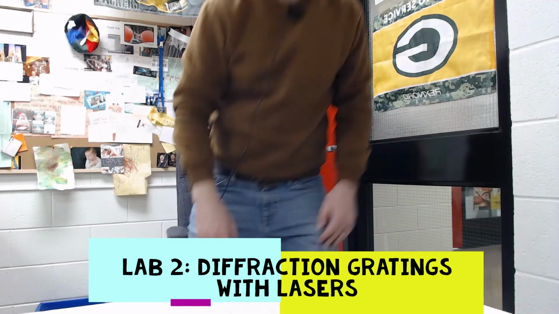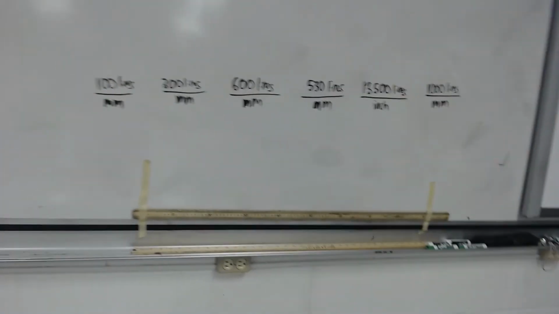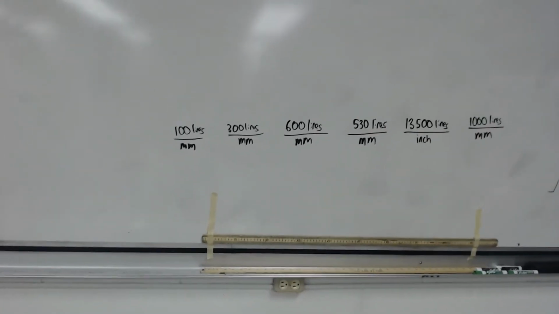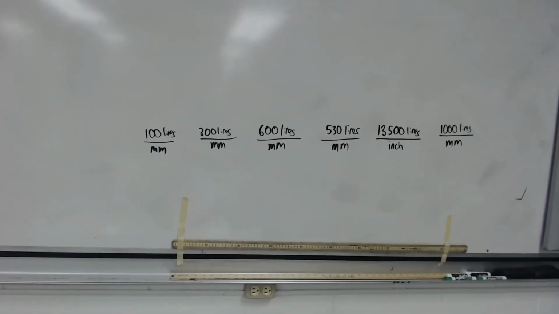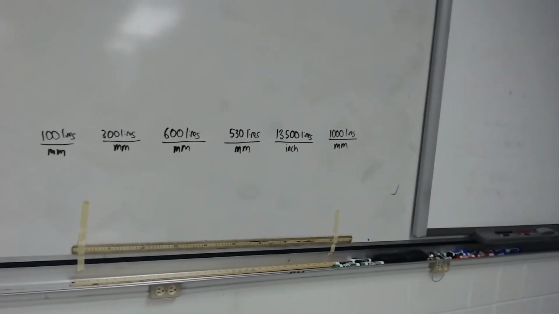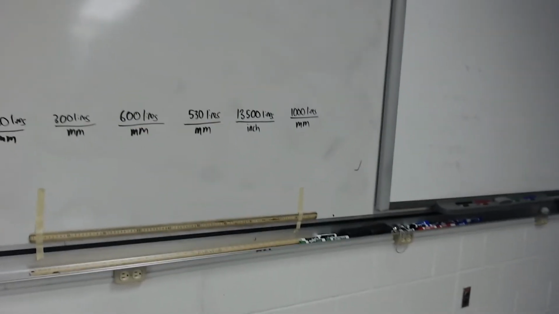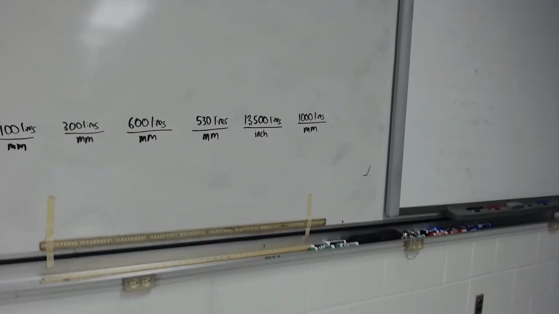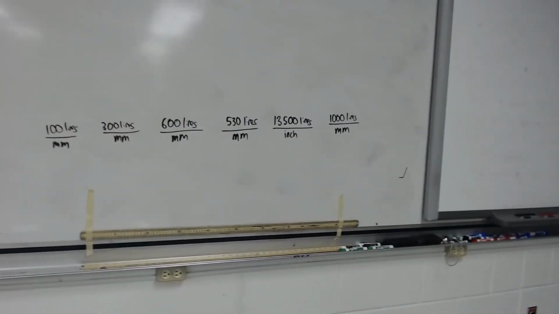Hey guys, let me show you part 2 of this lab with the diffraction grating. So let me show you my lab setup. These are my different diffraction gratings. These are the ones that I'm going to use, and I wrote them up here on the board. I'm always going to do it in this order to make it easier for you. So 100 lines per millimeter, 300 lines per millimeter, 600 lines per millimeter, 530 lines per millimeter, 13,500 lines per inch and 1,000 lines per millimeter. That's what I'm going to do.